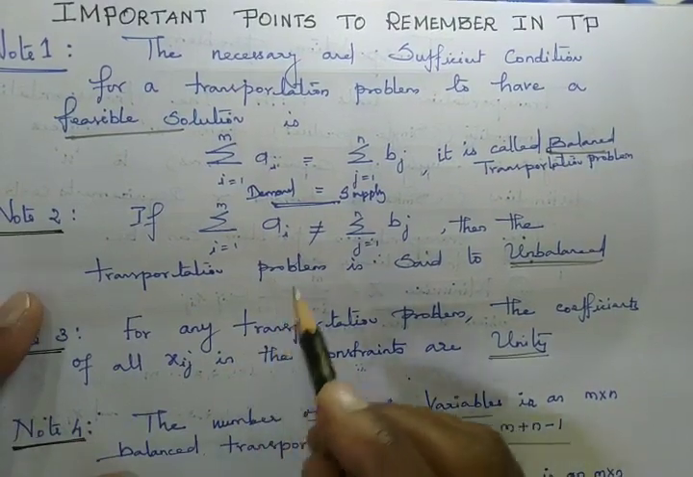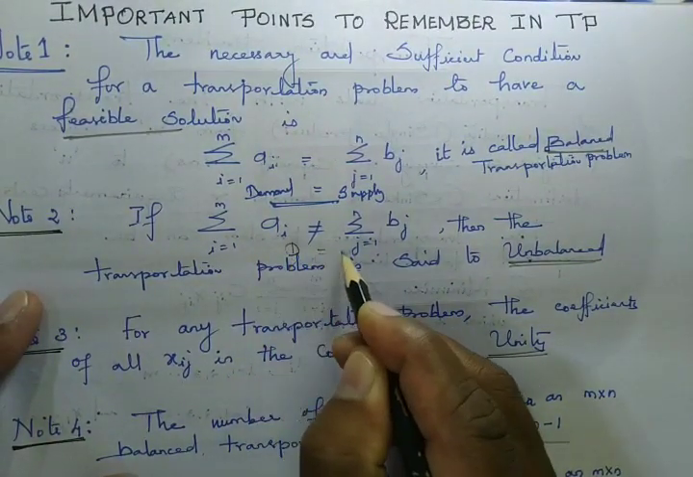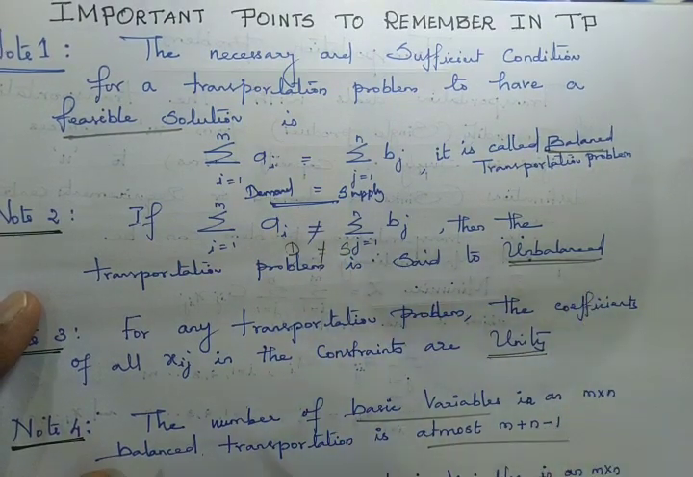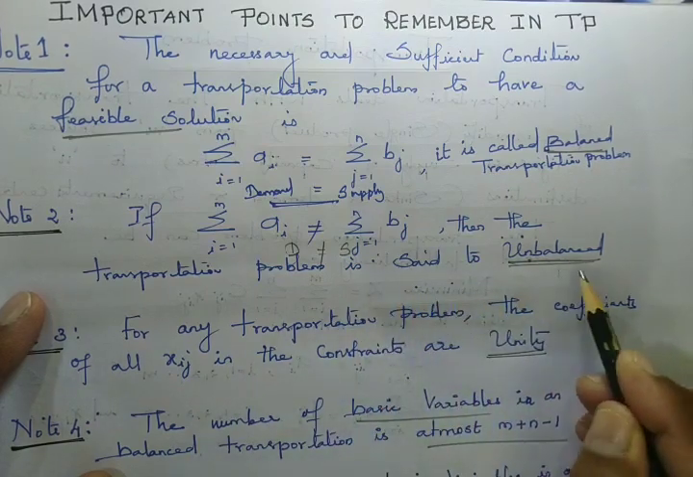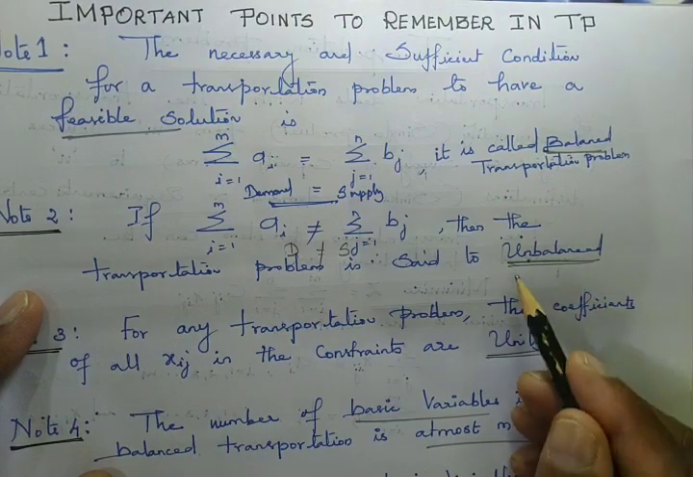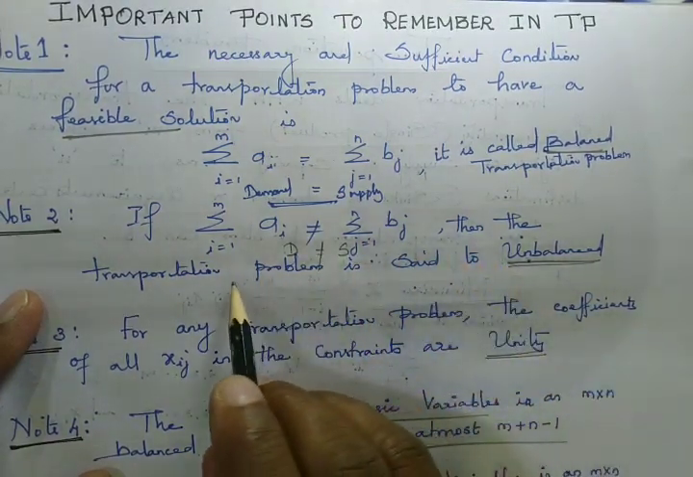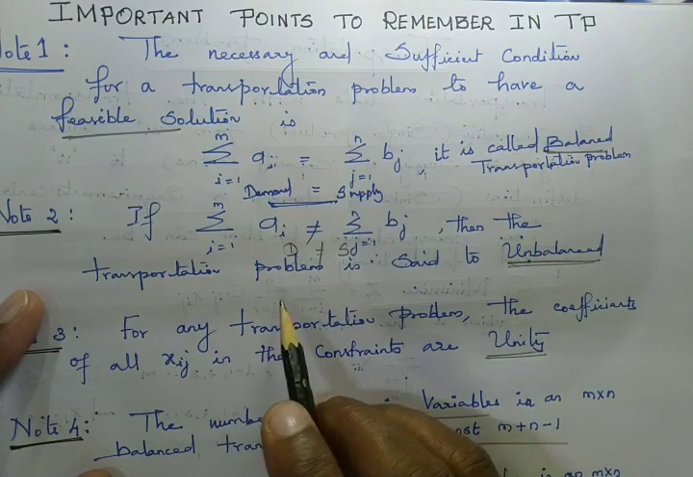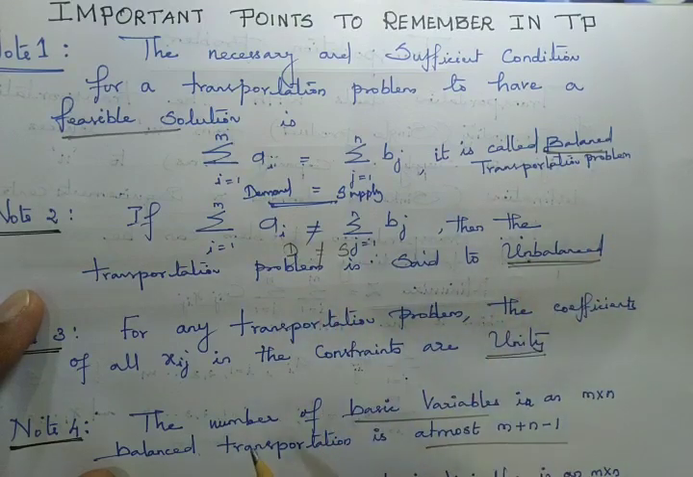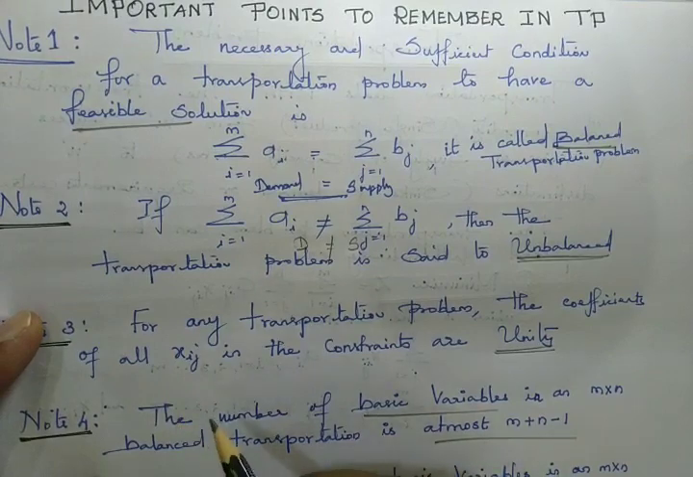The second one: if demand is not equal to supply, the problem is an unbalanced transportation problem. How do we solve an unbalanced transportation problem? First you convert the unbalanced transportation problem into a balanced one by introducing a dummy cost. I will give one suitable example later on. First I will explain the notes which are important for the examinations.